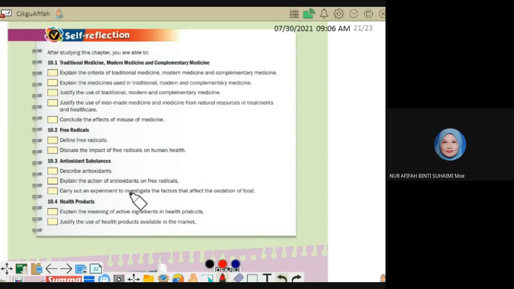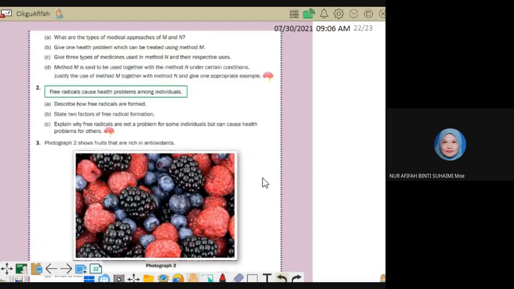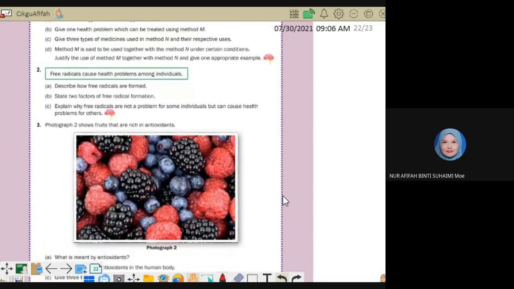And then carry out an experiment, the apple one from earlier. And then health product. What is the meaning of active ingredient? And justify the use of health product available in the market. Why do more consumers choose health products? For what? These are example questions. I can think of all of these logically.